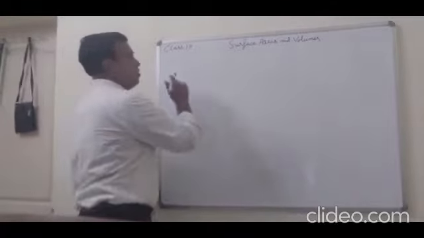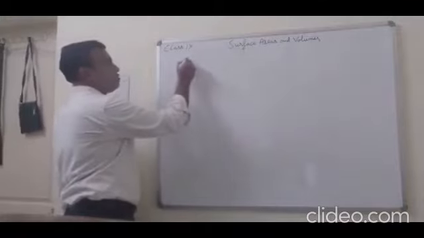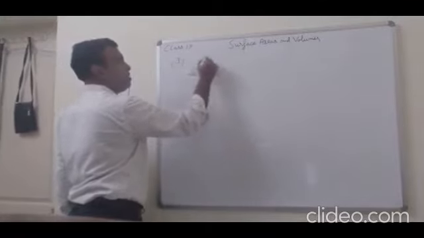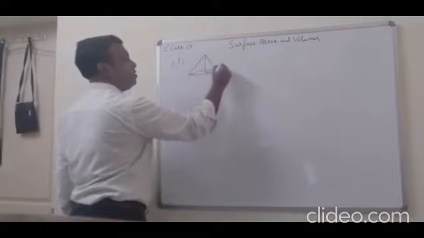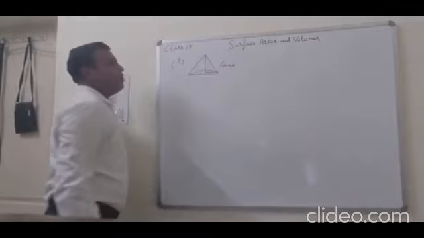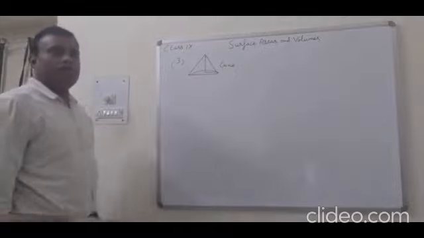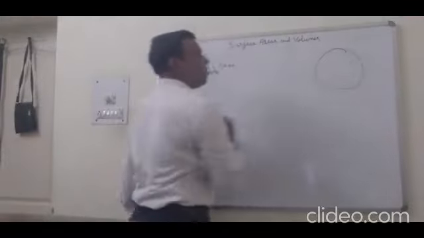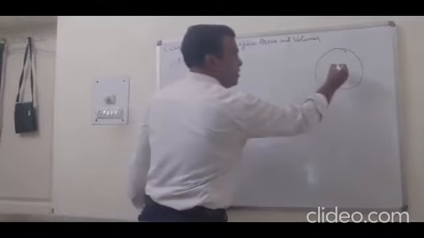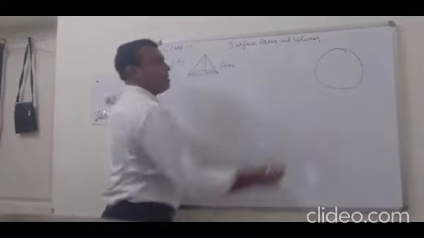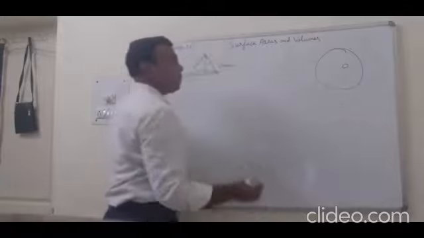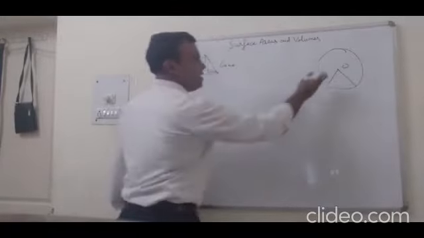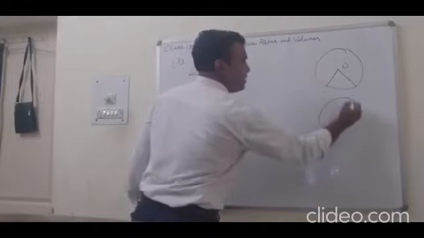Surface area and volume. Today we will study about solid figure, third solid figure, that is right circular cone. How will you find the surface area of cone? See, let us take a piece of paper of circle. This is the center of the circle O. If you cut the sector from it, so it's shaped like that.